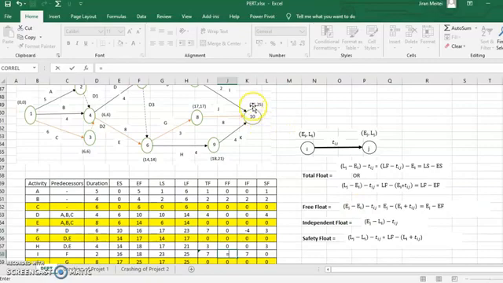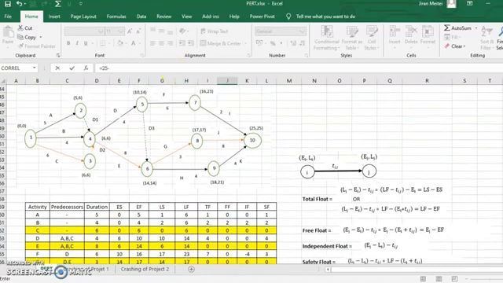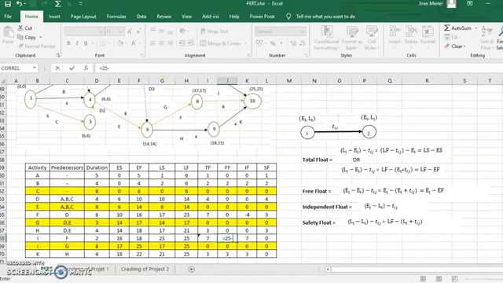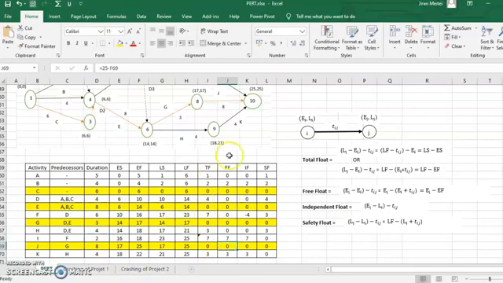What is EJ over here? EJ over here is 25 minus EI, which is 16, and then minus the time taken. The time taken I have given here. So this is again 7. The same will be done for all the remaining activities of the network, and the computations will remain the same. You'll have to look at this formula and do the computations.